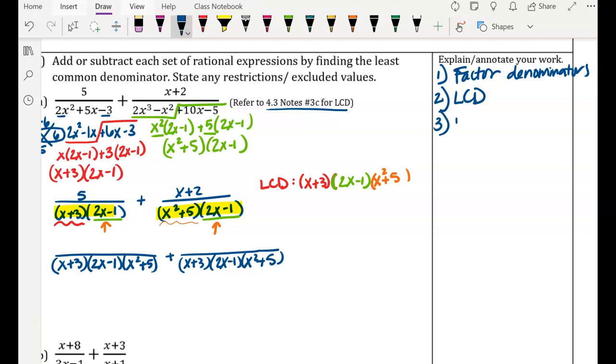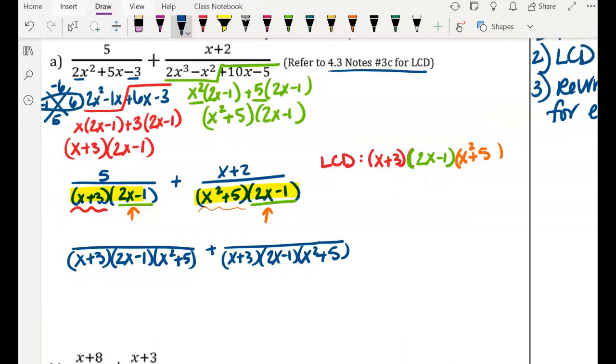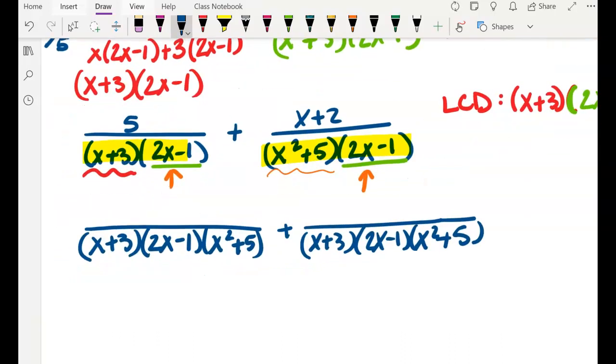Step number 3, rewrite the LCD for each fraction. So if you have 3 fractions adding together, then you write it 3 times. But if you only have 2, as in our case, then we just write it twice. Okay, so now let's zoom in and see what's happening.